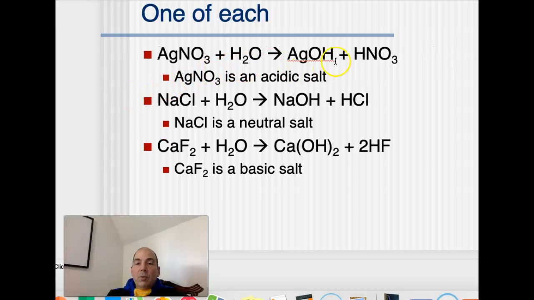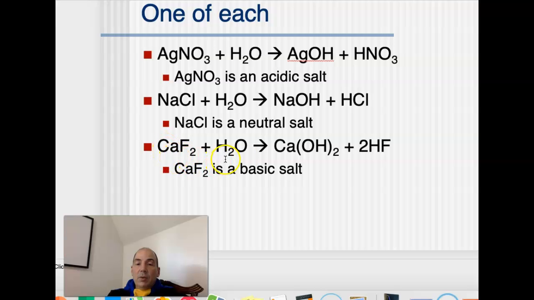So silver nitrate plus water gives us silver hydroxide, a weak base, and nitric acid, a strong acid, which means that this is an acidic salt because we're getting a strong acid versus a weak base. Sodium chloride plus water gives us sodium hydroxide, a strong base, and HCl, a strong acid. That's equal in strength, so this is a neutral salt.